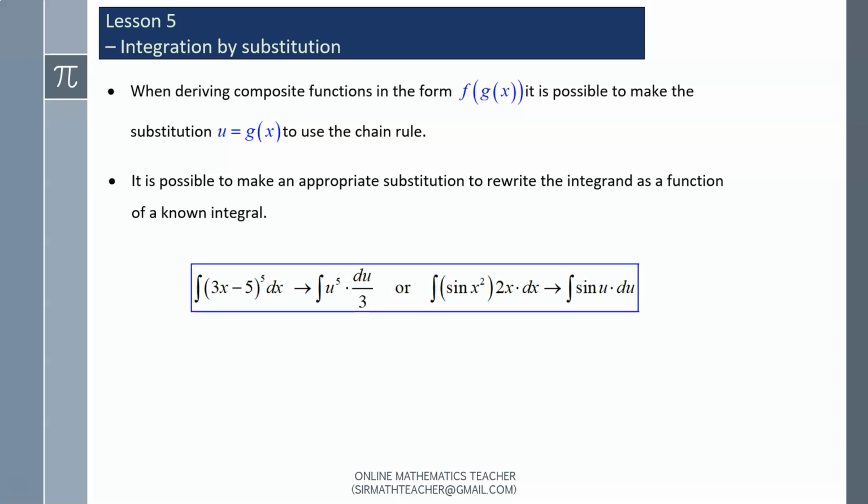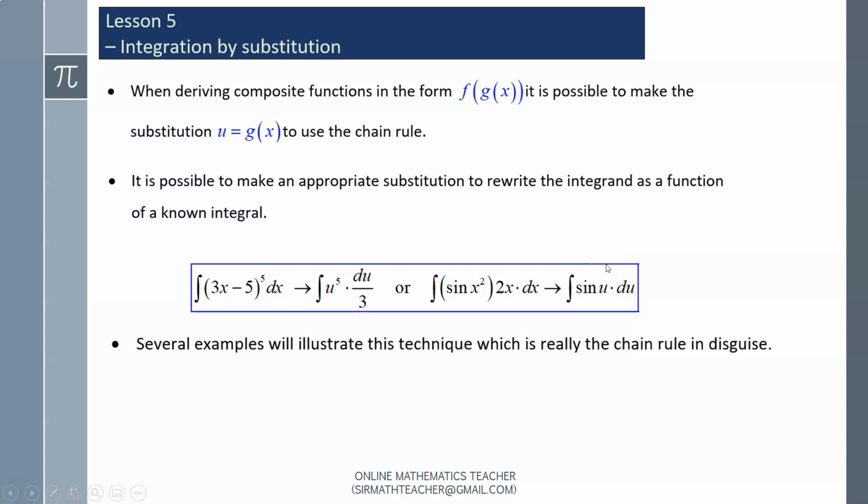So in this case, we've got (3x - 5) to the power of 5 dx. We could write it as u to the 5 times du on 3. Or we've got sine(x squared) 2x dx. We could write it as sine u du. That makes those integrands a bit easier to evaluate. Several examples will illustrate this technique, which is really the chain rule in disguise. Three common types will be explored.